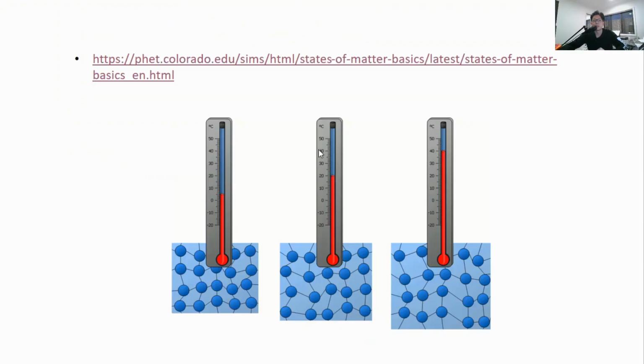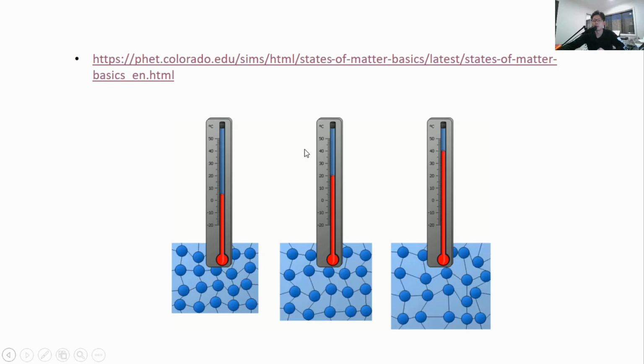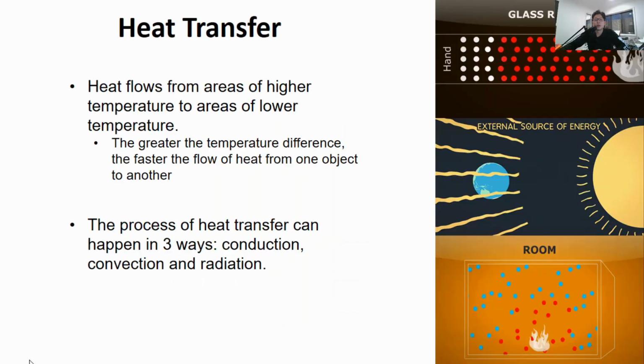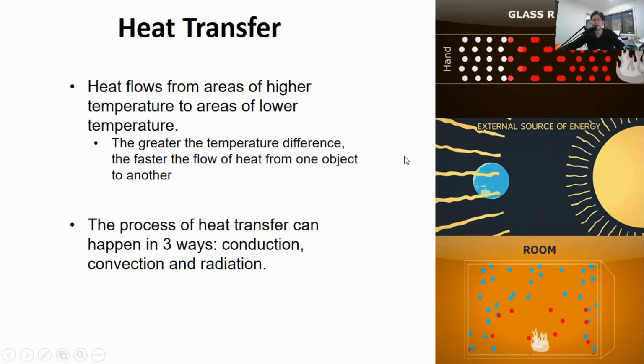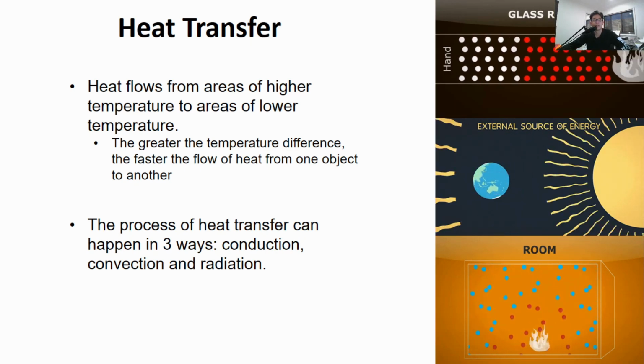Alright, so that was a demonstration of what happens when you heat up an object. That was an example with water, and just remember that will happen with any other object as well. So if you heat it up enough, it will turn into a liquid and then it will turn into a gas. Alright, so now that we know how particles react or behave when they are heated or cooled down, we can move on to the topic of heat transfer.